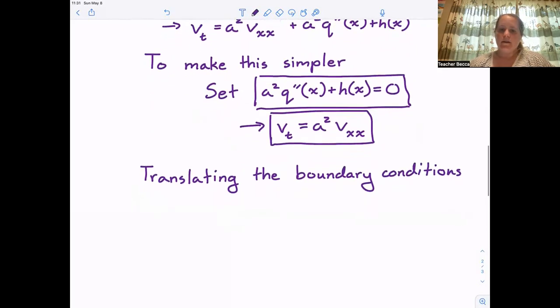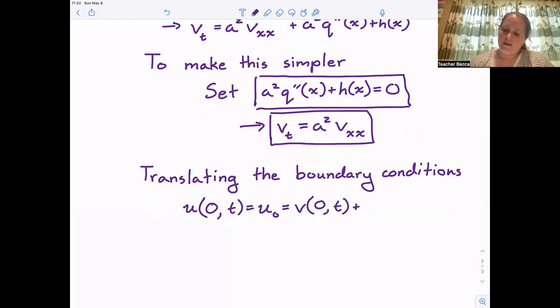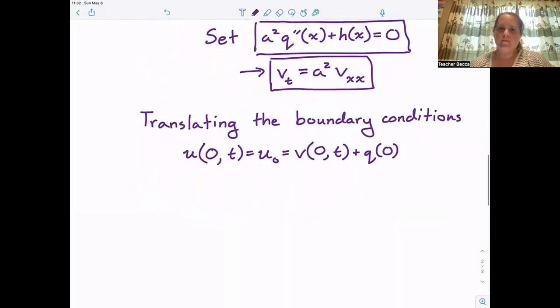We had u of 0t equal to u naught, which should be equal to v of 0t plus q of 0. So we have v of 0t is equal to u naught minus q of 0.